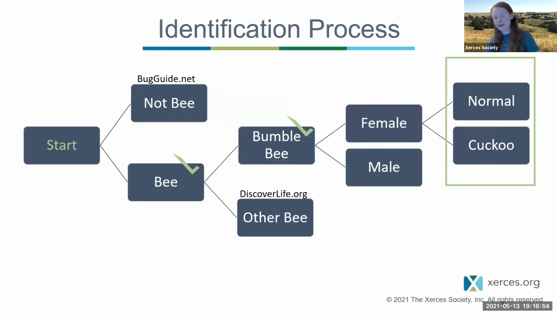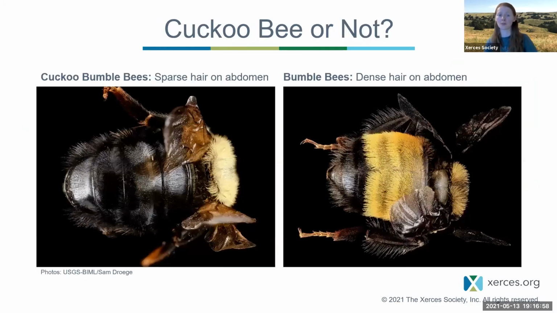Okay, so now that we know we've got a female bee, the next thing we want to look at is whether it's a female or a female cuckoo bee. And to tell the difference between cuckoo bees and regular bees, you can look at the hairs on the abdomens. Cuckoo bees, they almost look like they're balding. They have some really sparse spots on their abdomen that are just sort of hairless.